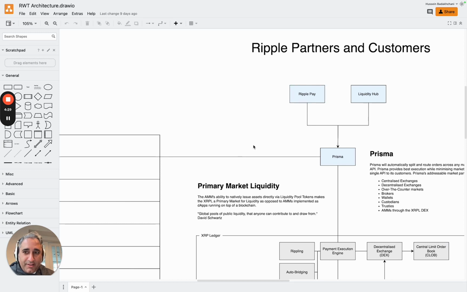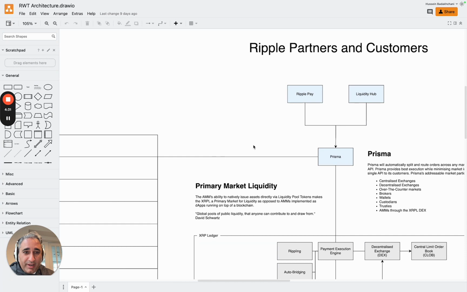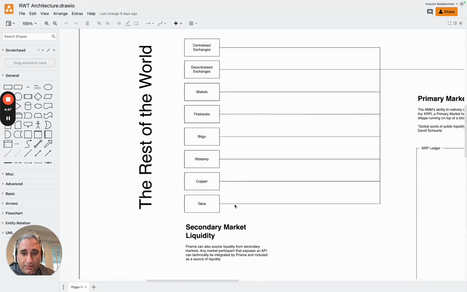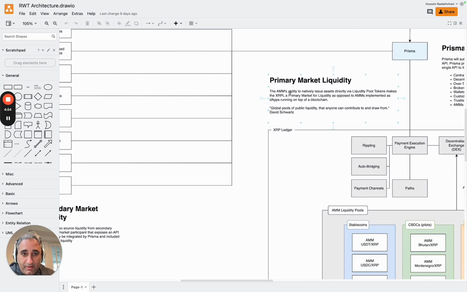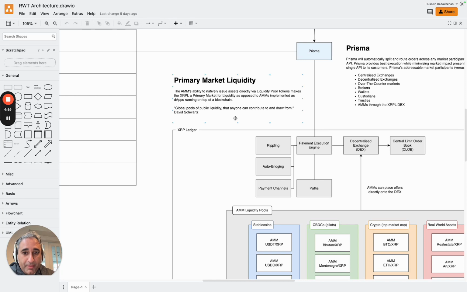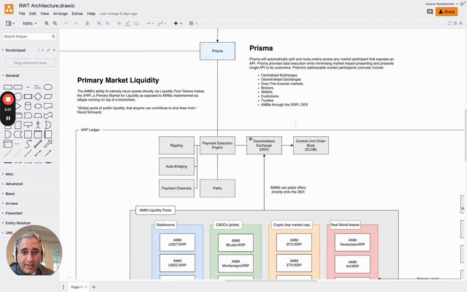And for their large institutional customers, whatever it is, it's a lot cheaper than what they're probably doing or what they're used to today. Not just cheaper, but it offers faster settlement with all the benefits that brings to a business. So, and these are what we call secondary markets for liquidity. Prisma can also source liquidity from its primary market, which is the XRP ledger itself.